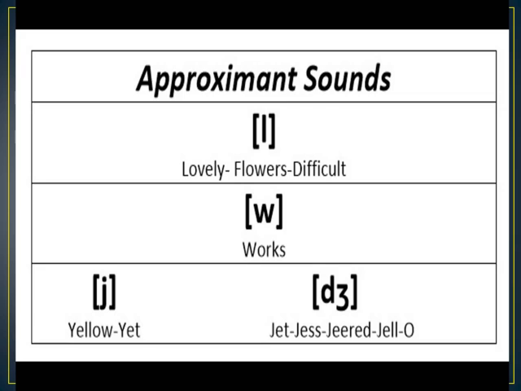difficult, w, as in works, y sound. Y is transcribed by j, like yellow, jet, and the last sound, but I think this table is not showing the correct fourth sound. Basically it is the r sound, so this is not correct. Kindly tally it with the book. It is l, w, j and r.